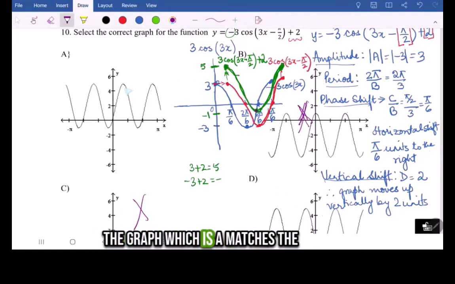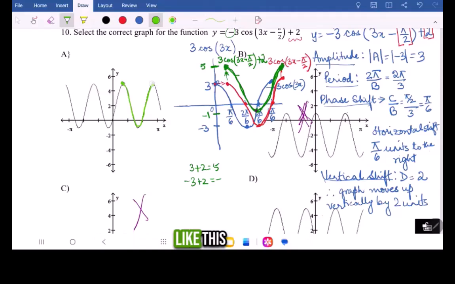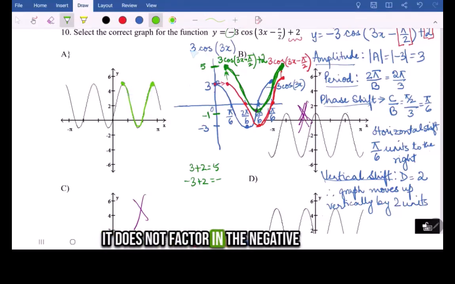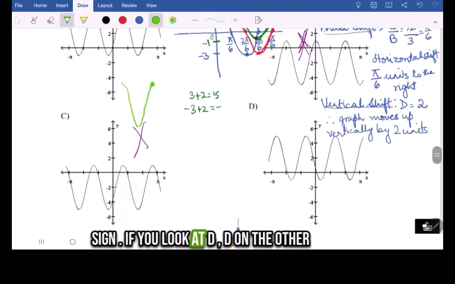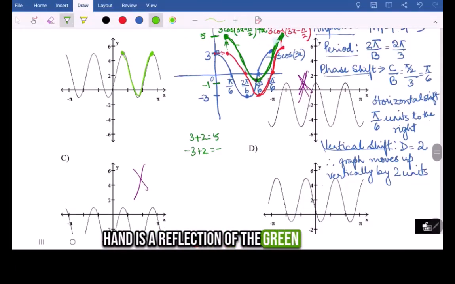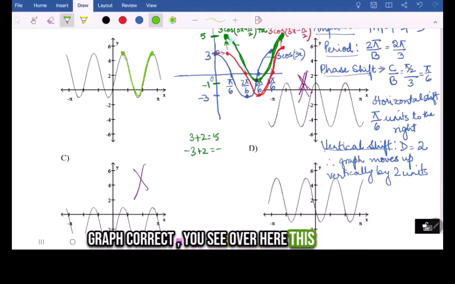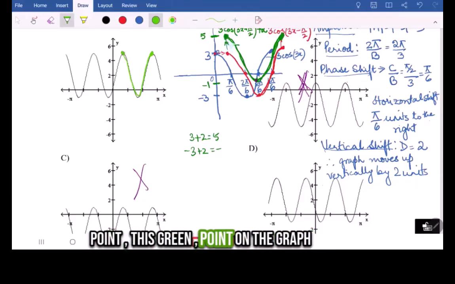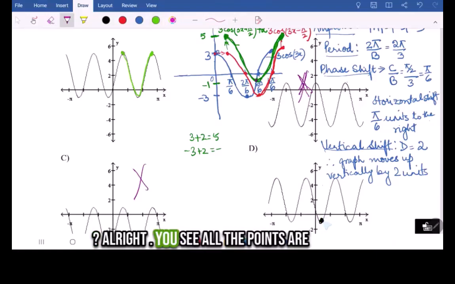Now the graph, which is A, matches the green graph, correct? See, it starts like this. It matches with the green graph that we have here, going like this. It does not factor in the negative sign. If you look at D, D on the other hand is a reflection of the green graph, correct? You see over here, this green point on the graph we drew now has come down below over here. You see all the points are flipped below and above the x-axis, as the case may be.